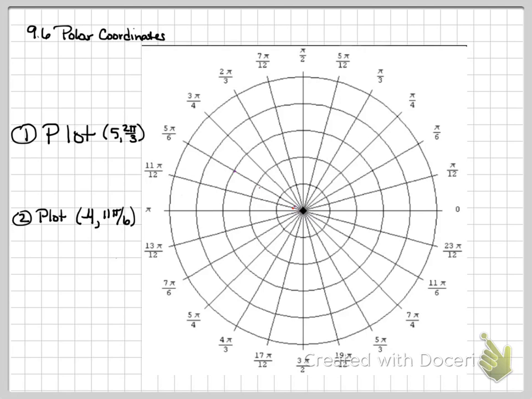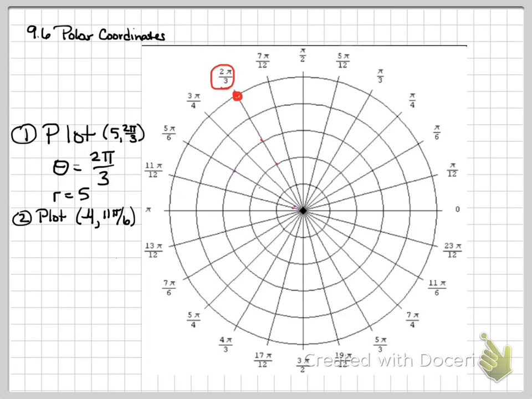My angle is 2 pi over 3. So my theta is 2 pi over 3. So if I go to 2 pi over 3, I am way over here. And now I'm just going to count out 5, because the 5 is my r, from my center. And if I count out 5, 1, 2, 3, 4, I'm right here. And that's where my point is. That's the point 5, 2 pi over 3.